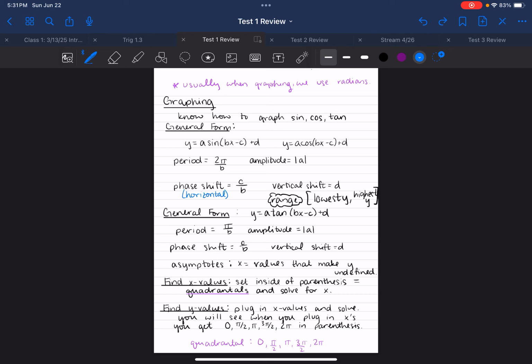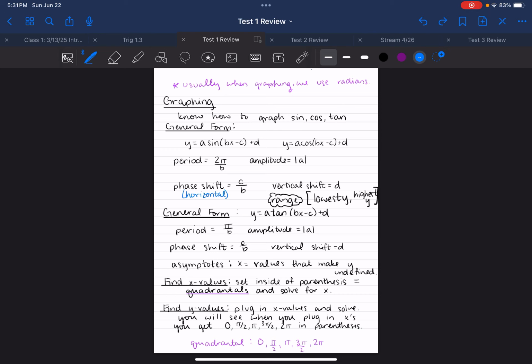I wrote a bunch of stuff on here, a bunch of the formulas and stuff like that. For finding x values, for sine and cosine, I set the inside of my parentheses equal to the quadrantal angles, which are 0, pi over 2, pi, 3 pi over 2, and 2 pi, and then I solve for x. For the y values, I really just plug in the x values.